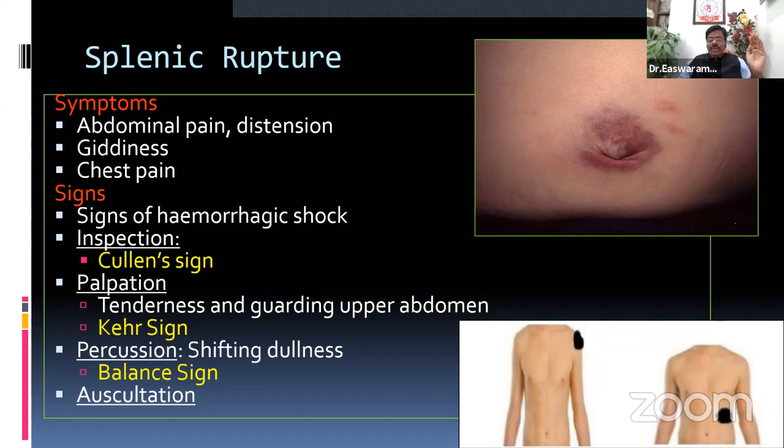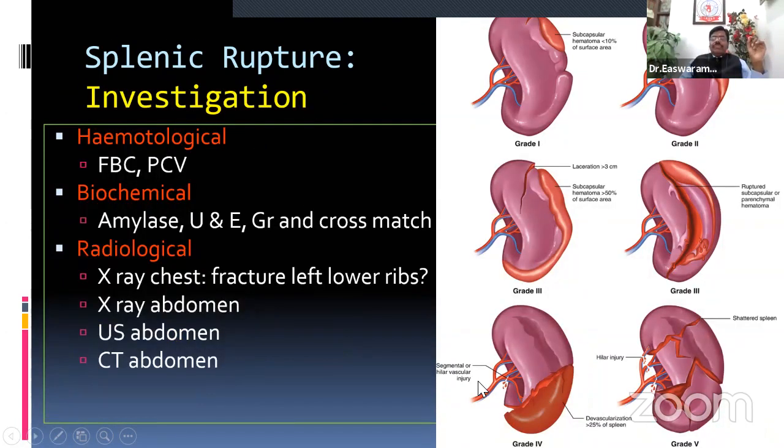Here, when you are trying to demonstrate shifting dullness, the patient will have shifting dullness on the right side, no shifting dullness on the left side. Why? Because the patient has fluid blood on the right side and clotted blood on the left flank. Very simple way of explaining. Okay, three lines. Very simply, you master this explanation. Then auscultation, bowel sounds may be sluggish.